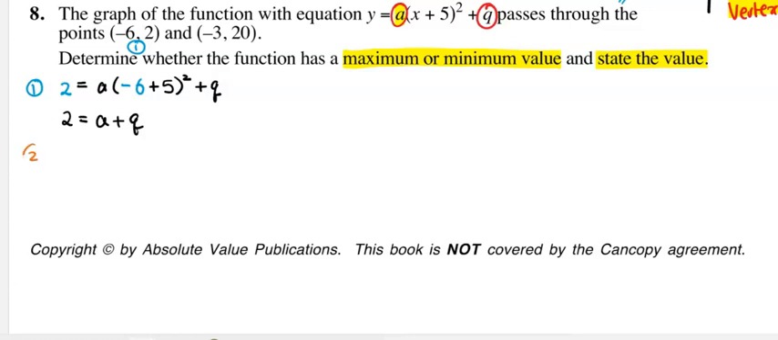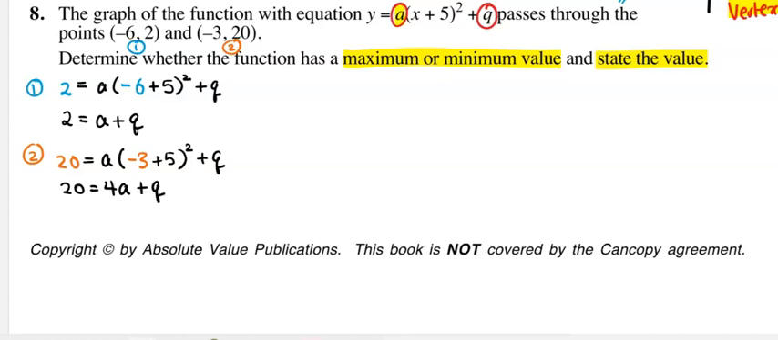My second equation here, 20 equals a times bracket negative 3 plus 5 all squared plus q. Again, I'm going to simplify that a little bit. This negative 3 plus 5, that just gives us 2 squared, and that gives me 4. So I'm going to rewrite that as 4a plus q.